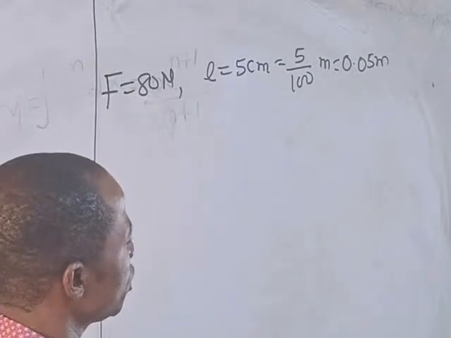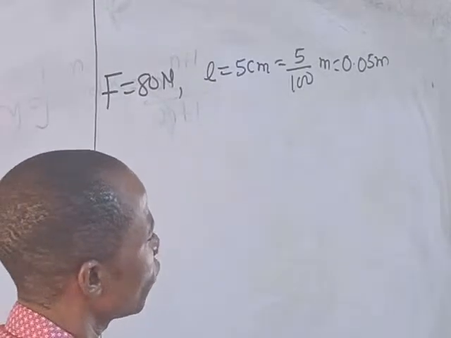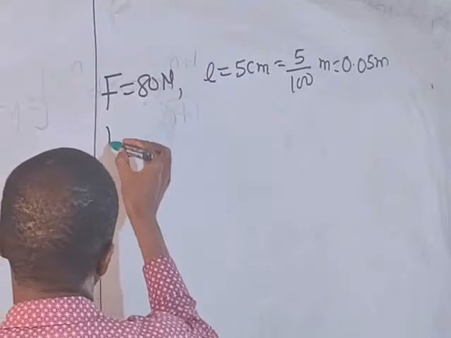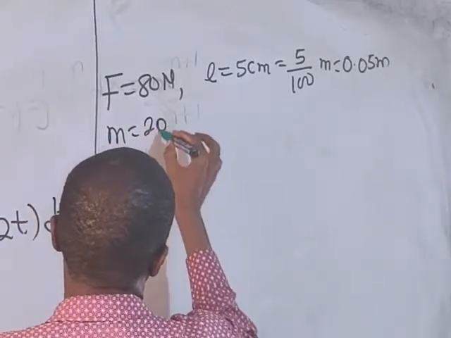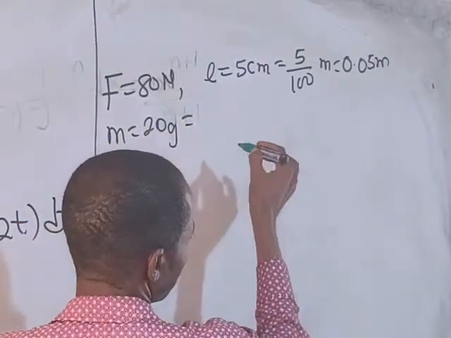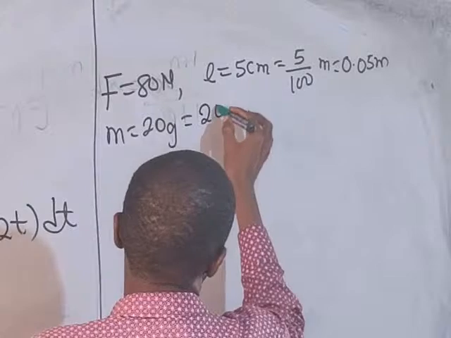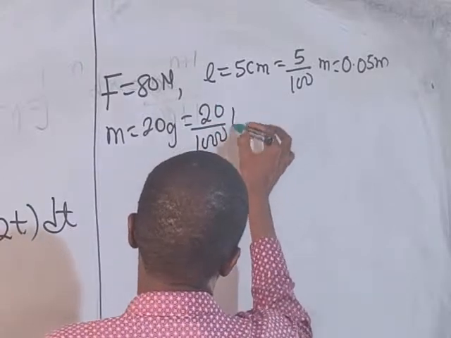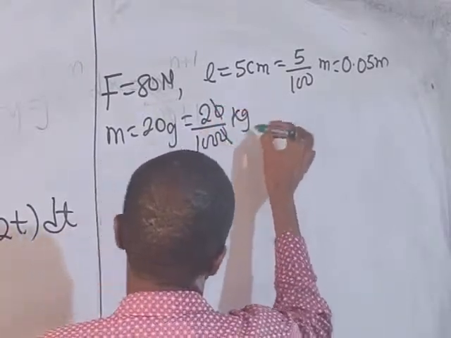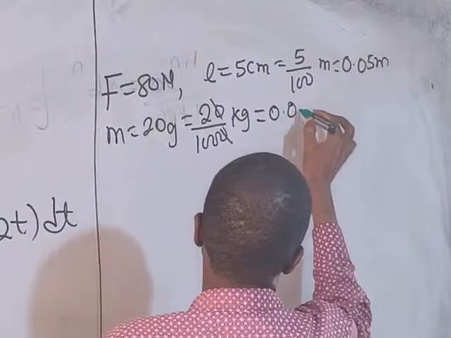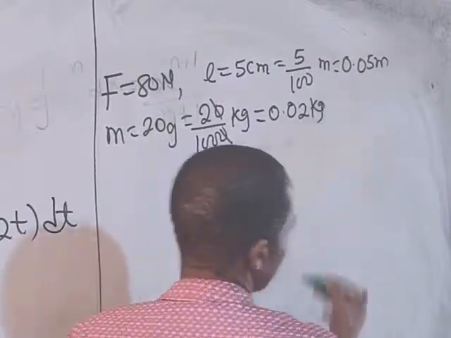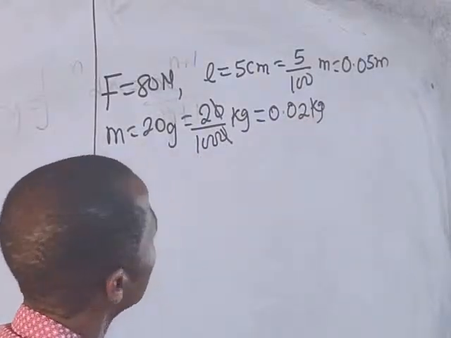Now, if the string is used to shoot a stone of mass 20 grams, so the mass of the stone is 20 grams. Not only that, this gram has to be converted to kilograms. That's going to be 20 divided by 1,000 kilograms. So here, we are left with 0.02 kg. That's also important.